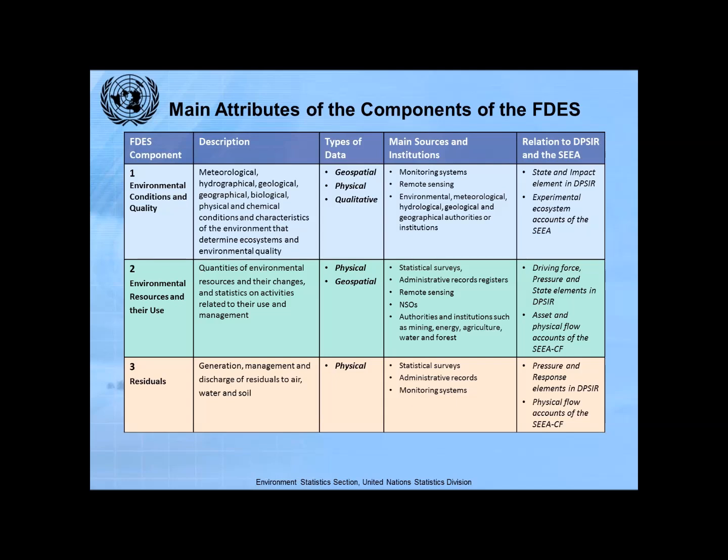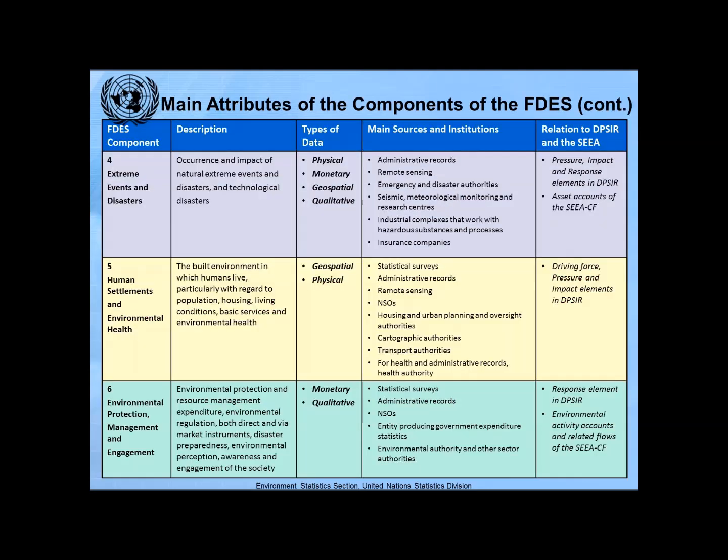And in the last column, we decided to include the relationship to a very familiar framework, the driving force, pressure, state, impact, response framework, which is the DPSIR. And also the system of environmental economic accounts, of which my division, the statistics division, is also responsible for. And we try to show here how each of the FDS components links to both the DPSIR and the SEEA. And this is the remaining 3 components with the same kind of information.